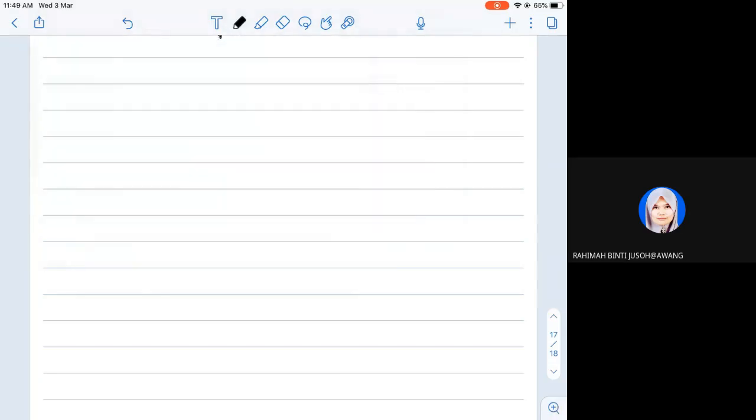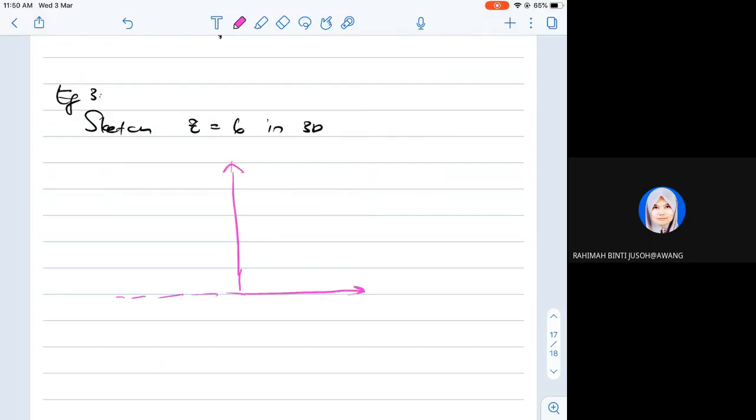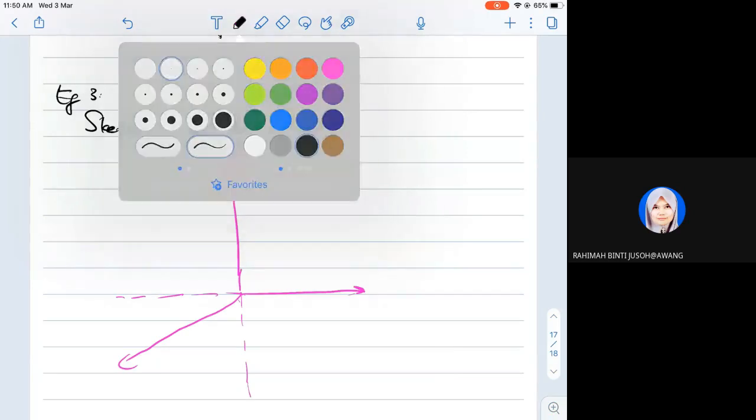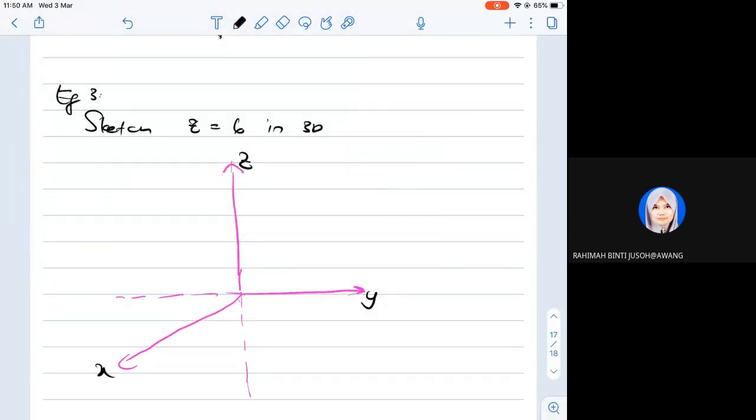Okay. So next, if we have, let's say, sketch, Example 3: Sketch Z equals to 6 in 3D. First step, plot dulu titik Z equals to 6 tu pada paksi apa tu? Z. Z kan? So X, Y, Z. So Z equals to 6. So 6 here. Macam tu.